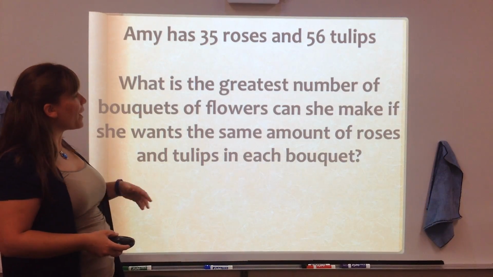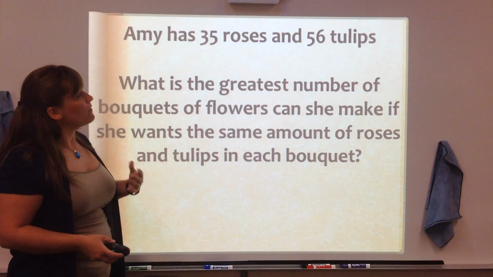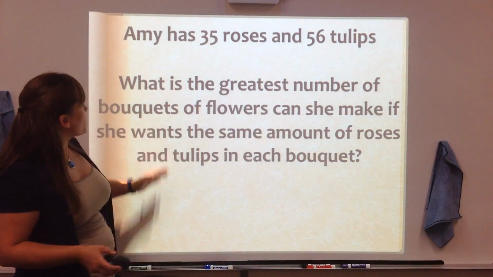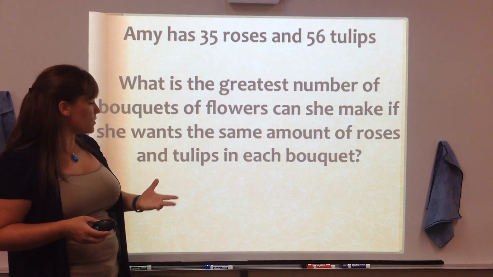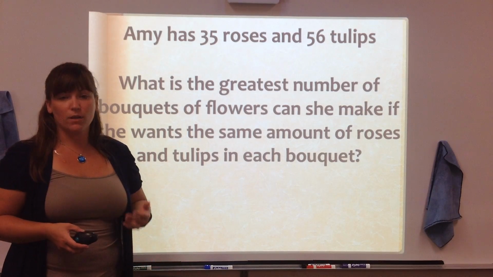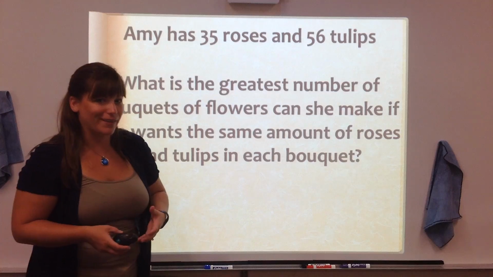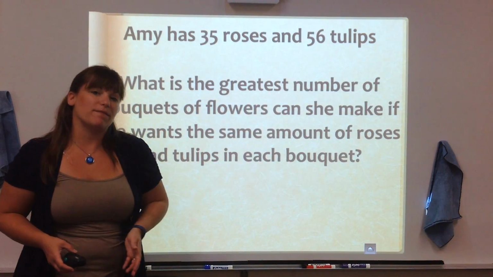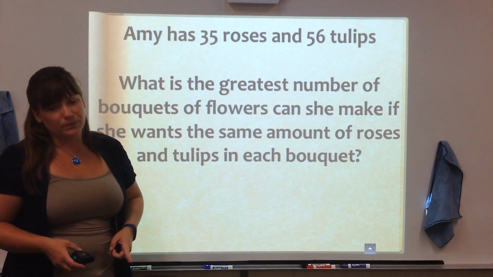So here we have, Amy has 35 roses and 56 tulips. What is the greatest number of bouquets of flowers that she can make if she wants the same amount of roses and tulips in each bouquet? So, greatest, you heard me read that with enthusiasm and hint, hint, hint. Greatest number of bouquets means we want to find the greatest common factor of 35 and 56.